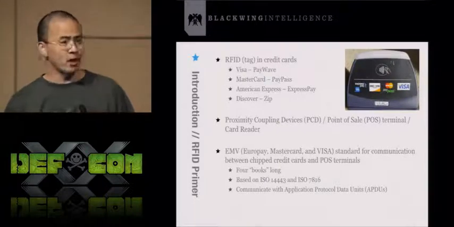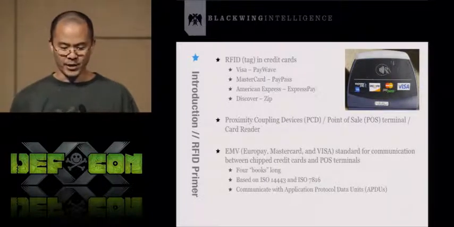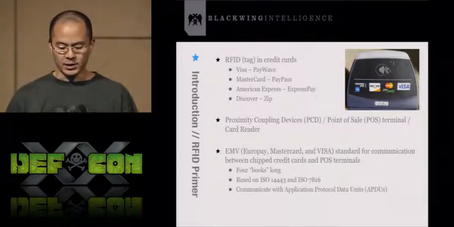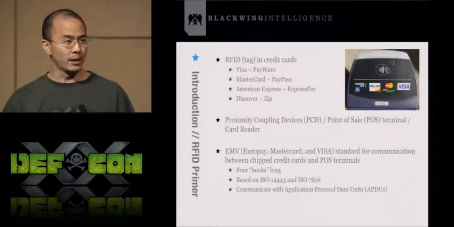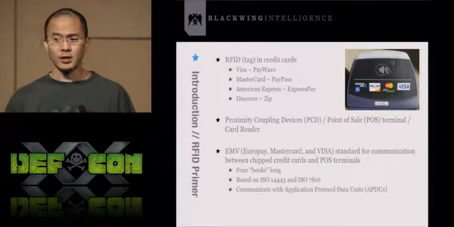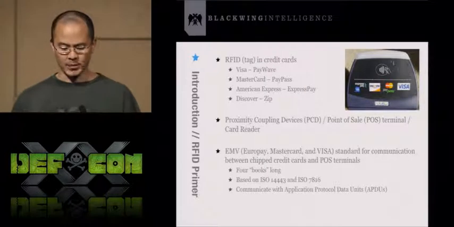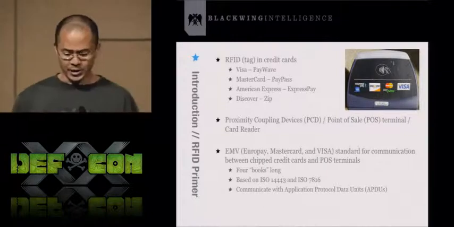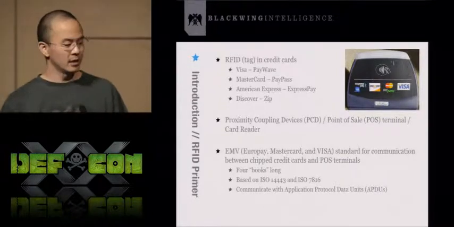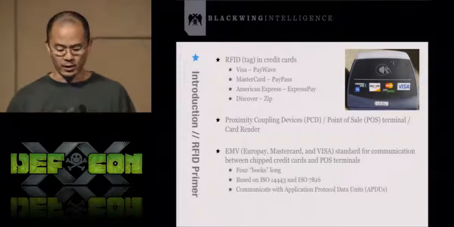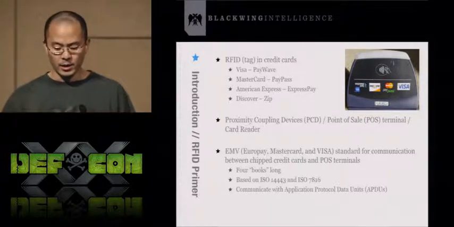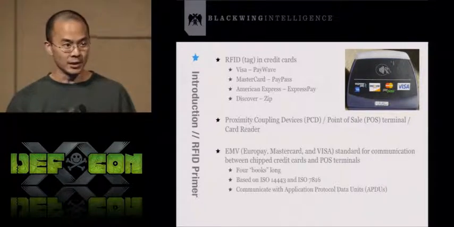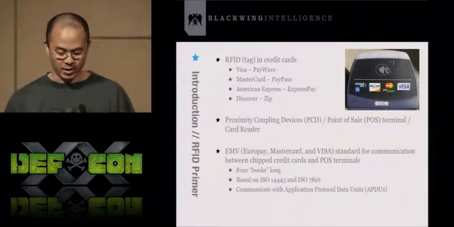Now for this talk, the RFID tags that we're interested in particular are the RFID tags that are in credit cards. Visa, MasterCard, all these credit card companies, they have their own proprietary name for the technology they use, but really the underlying technology is all the same. It's the same basic RFID stuff. Some terminology here. Proximity coupling devices is another name for credit card readers or RFID readers. The credit card ones in particular are called point of sale terminals. I'll be randomly using these terms interchangeably throughout the talk.